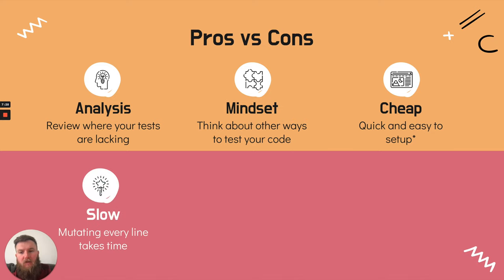So, the cons. Mutation testing is slow. This is a given because it's mutating every single line of code. It's looking for areas where it can change your code. For example, it might be looking for every time there's an equal sign, and it's replacing that value.